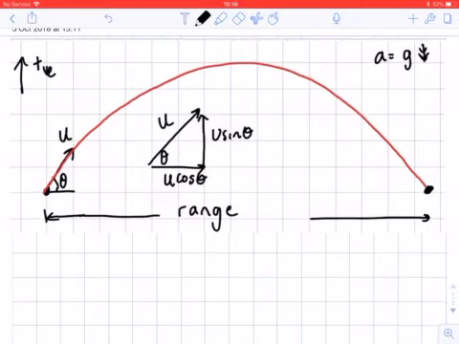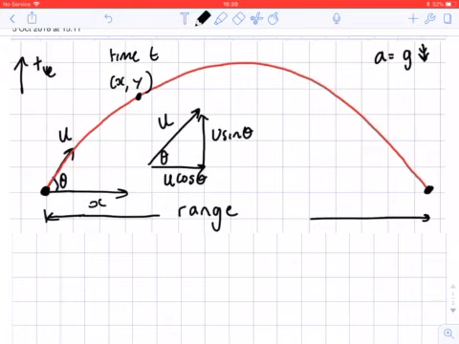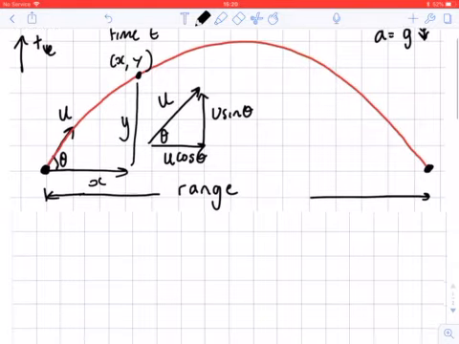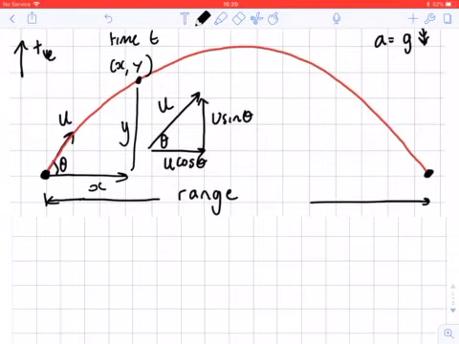Now, obviously, what we're trying to find is a specific point in space that we can link together to form some kind of Cartesian equation, i.e. an equation in terms of x and y. So once this object has been projected, after a certain period of time it'll be at some point x, y at time t. Now, x is a horizontal displacement and y would be a vertical displacement at any particular time t.